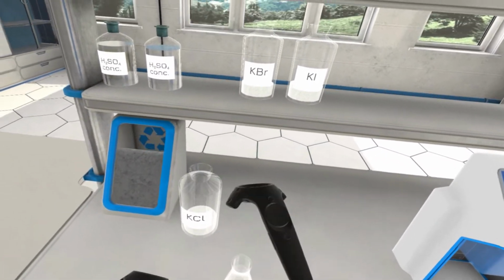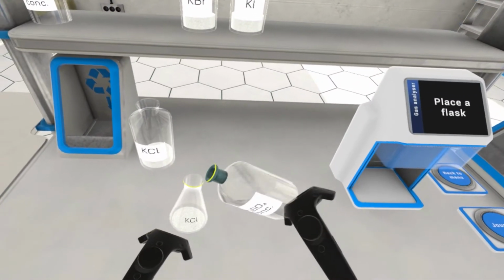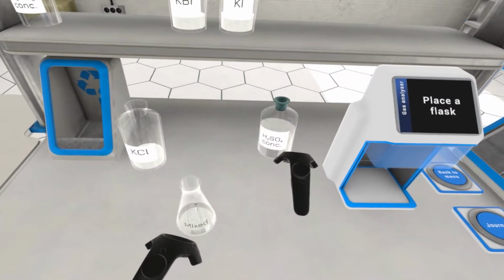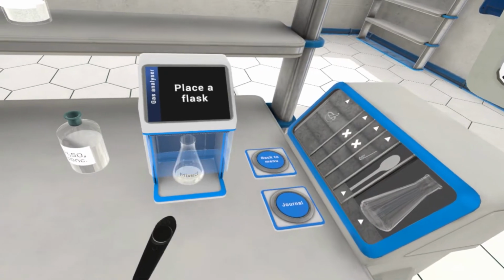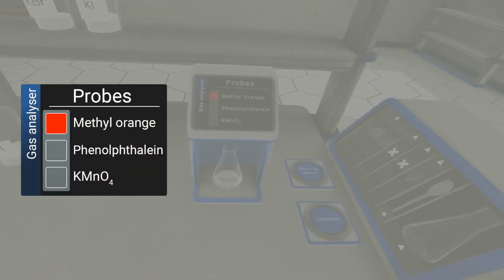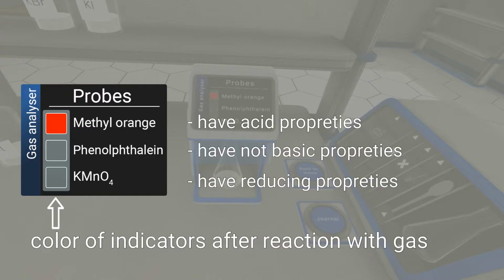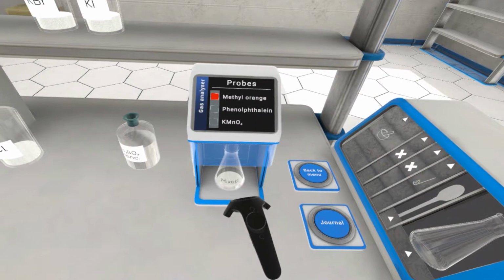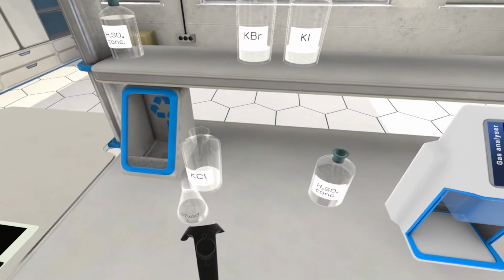Potassium chloride reacts with concentrated sulfuric acid to produce a colorless gas. This gas dyes the methyl orange indicator red, does not dye phenolphthalein, and discolors the permanganate. Hence, it has acidic and reducing properties. This is hydrogen chloride. Let's move on to the next experiment.